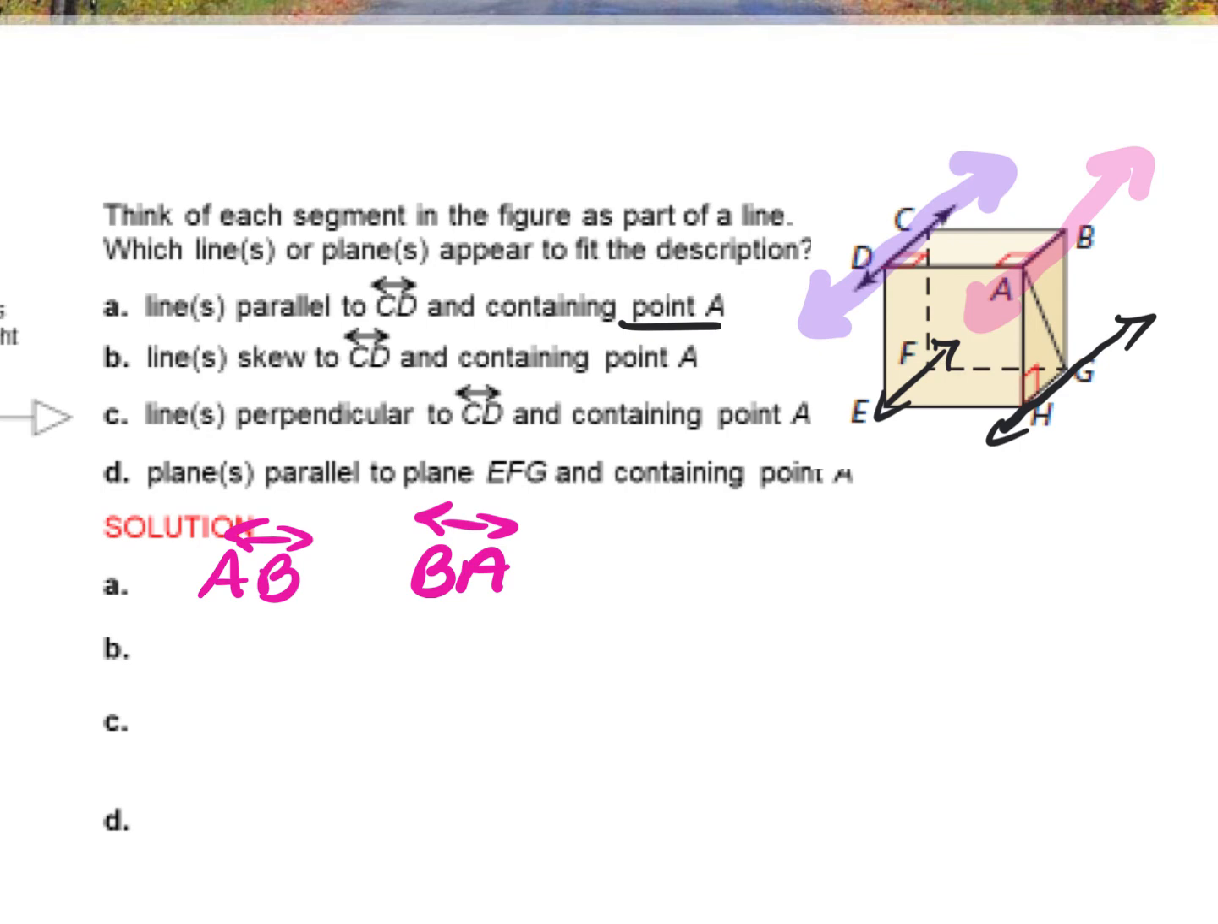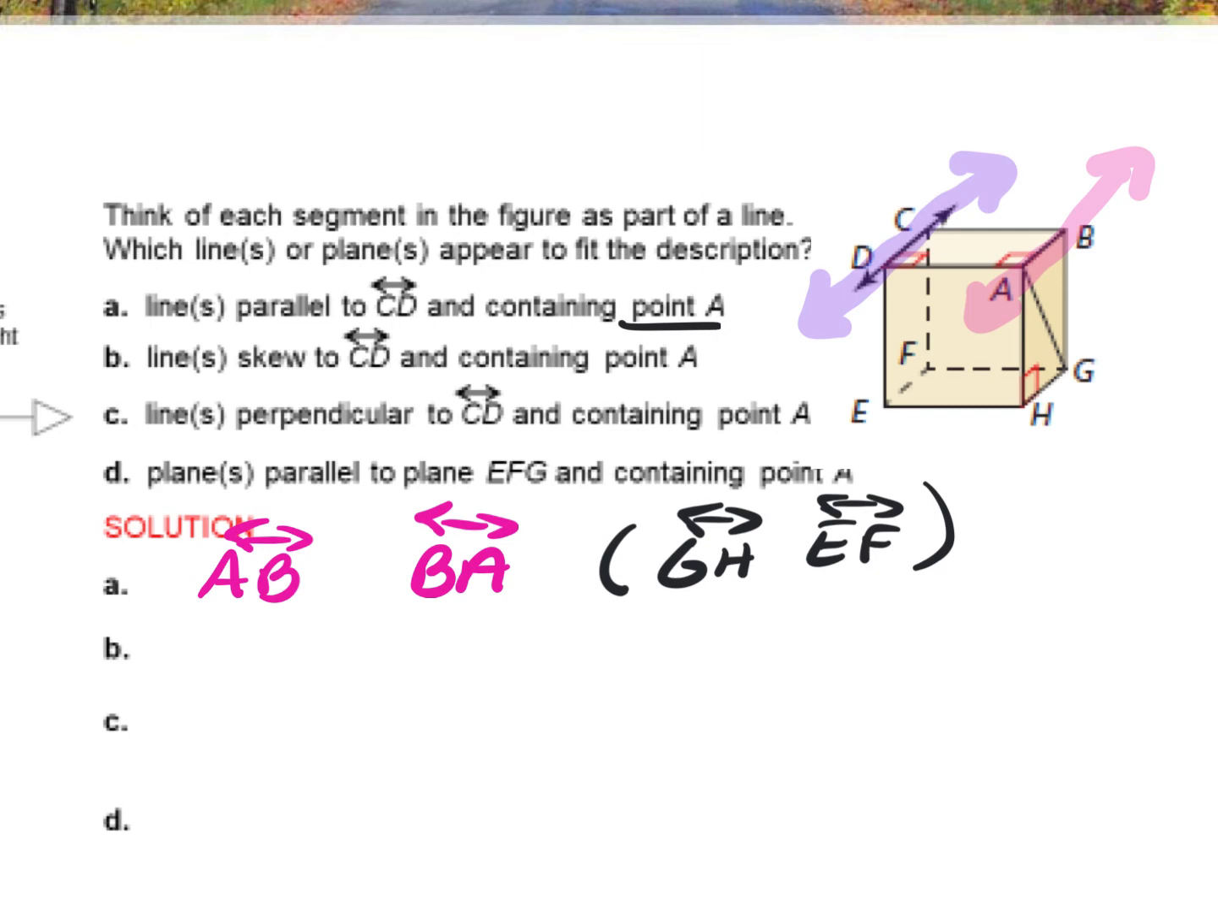But there are other parallel lines. They just don't include point A. So if it didn't specify point A, we could also say GH or HG, or EF would also be some parallels, but these don't include A.